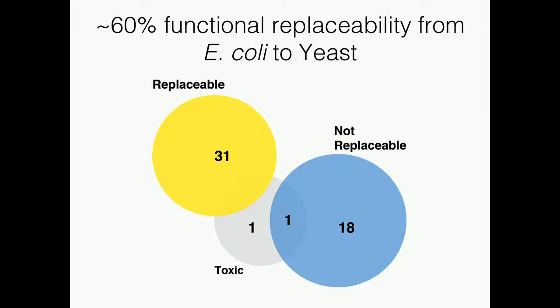And in a nutshell, what we have is roughly over 60% of the genes from E. coli working in the context of the eukaryote yeast, and this is remarkable.